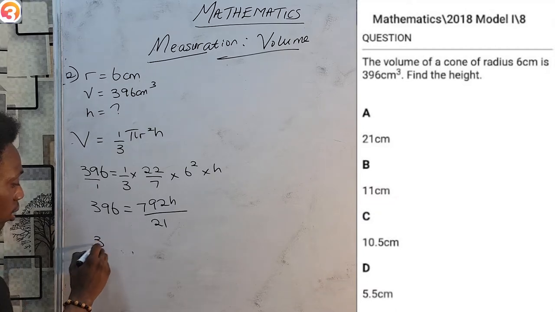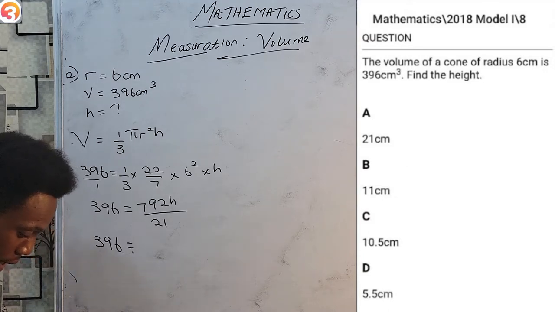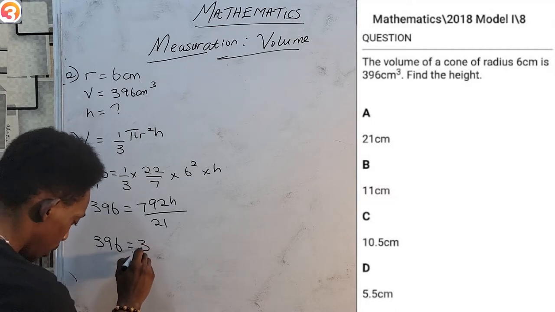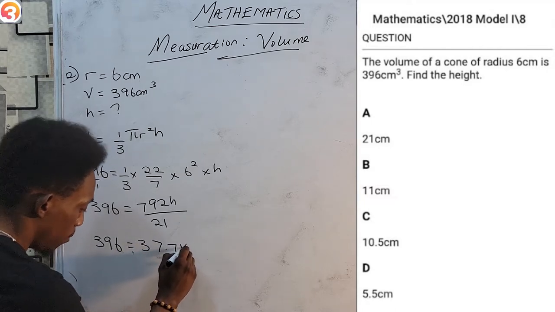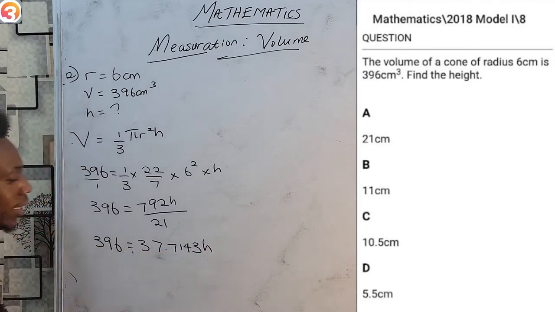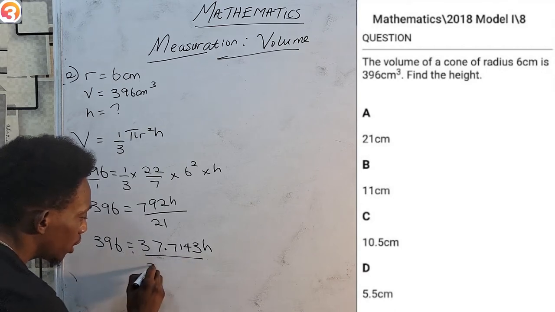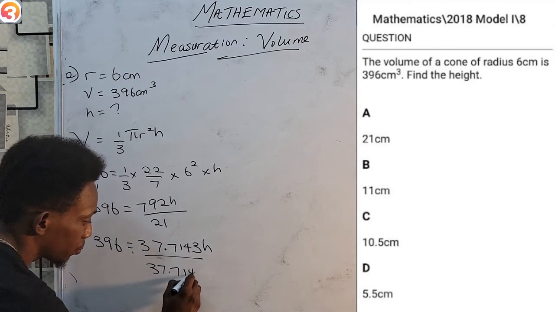I could simply say 396 equals 792 over 21. And that will give me 37.71428, let's approximate it to 37.7143h. And therefore, how do I get h? By dividing both sides by this number.